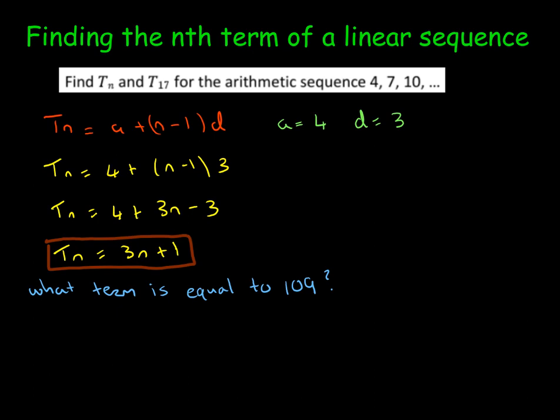In the next part of this question, we're asked to find T17, which is the 17th term. So you sub 17 in for n into your nth term, so 3 by 17 plus 1, which gives you 52. So 52 is the 17th term.